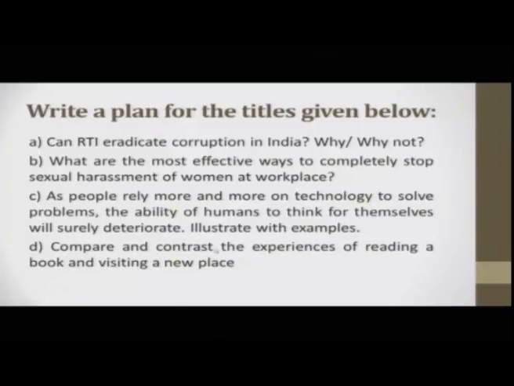Last one, compare and contrast the experiences of reading a book and visiting a new place. So, there are two entities here. The task asks you to look at similarities and differences. So, you plan your essay accordingly.